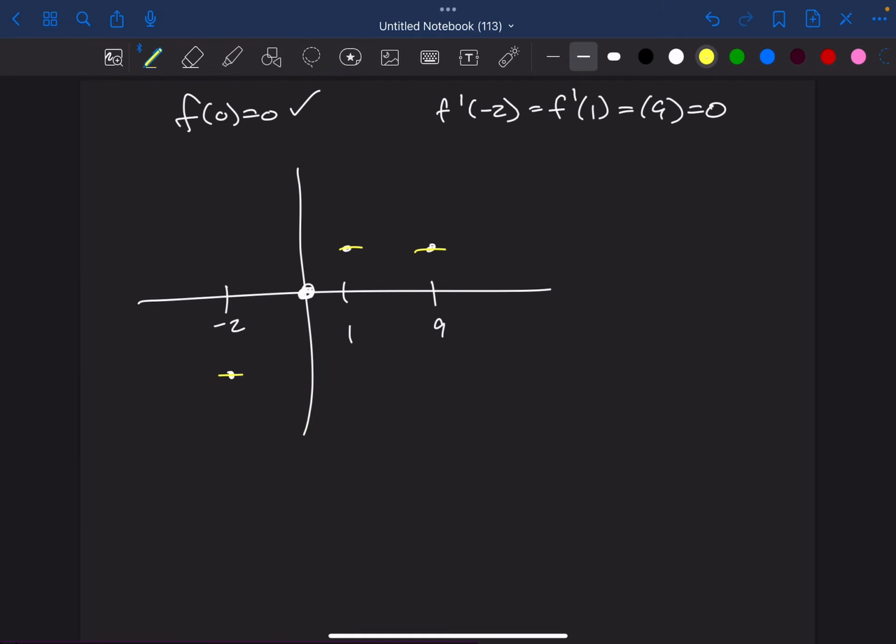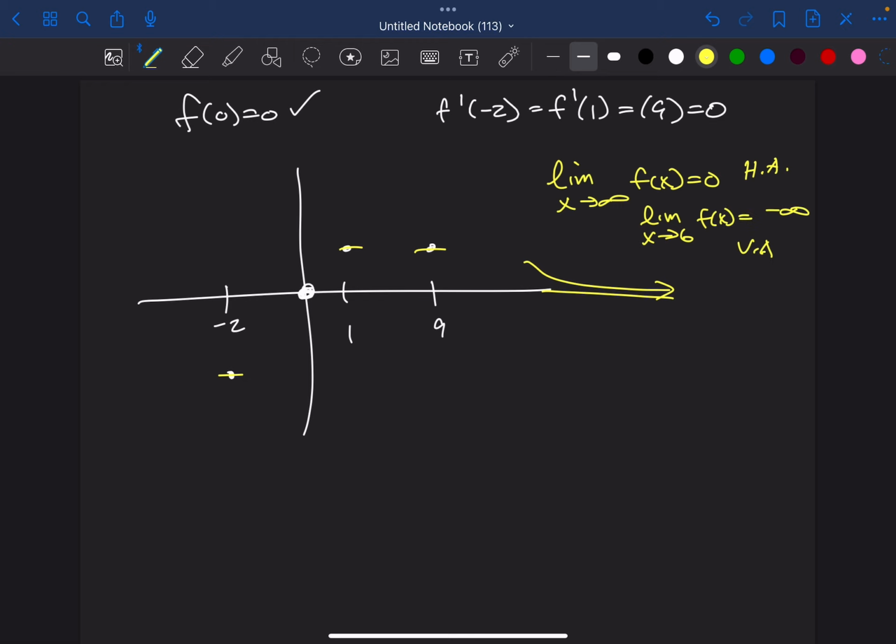Then I need the limit as x goes to infinity to be 0. That means as I go out this way, it wants to settle down to 0. So that's a horizontal asymptote. We know that the limit as x goes to 6 from both sides is negative infinity. That's a vertical asymptote. So as we get closer and closer to x equal to 6, it wants to explode down, right? So this wants to explode down, that wants to explode down.